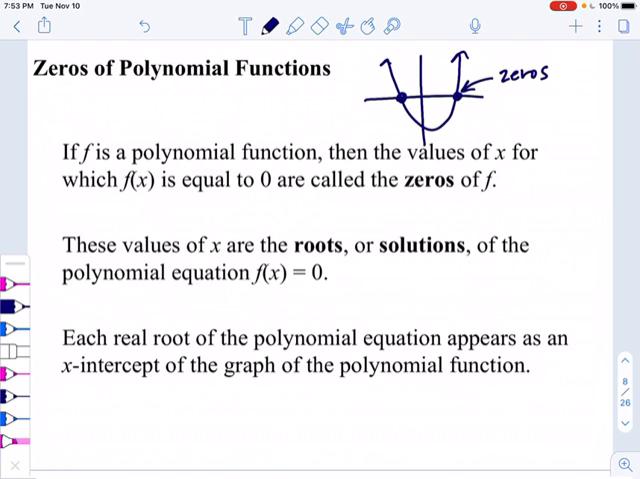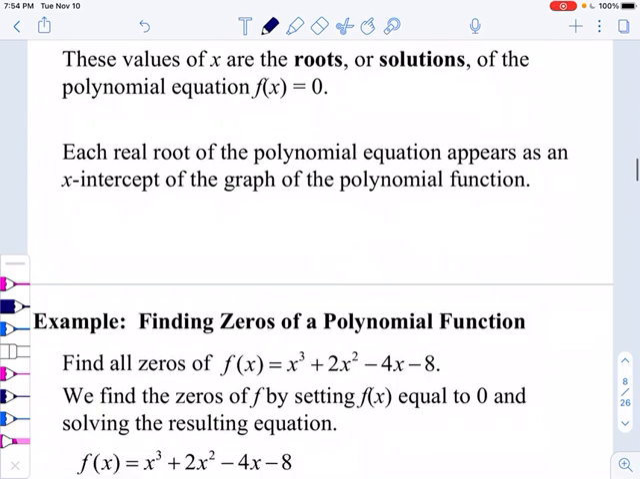It says these values of x are the roots, so they're also called roots, or the solutions, of the polynomial equation f of x is equal to 0. It says each real root of the polynomial equation appears as an x-intercept of the graph of the polynomial function. So in general, what we're looking at for zeros of polynomial functions is anywhere it's crossing the x-axis. They're going to call them zeros, roots, or solutions. All three of those words are interchangeable.